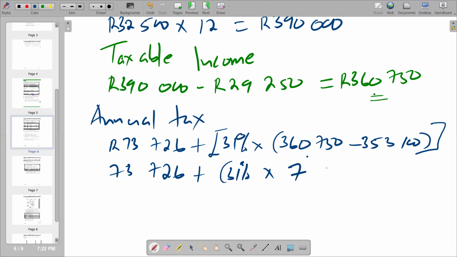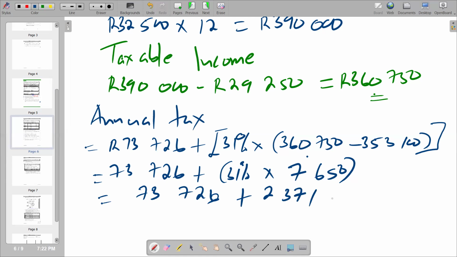We multiply by 7,650. So you remove brackets again, say 31% times 7,650. You are going to get 2,371.50 cents. So here it becomes 73,726, and then it ends. So if you say 31%, to get there is 2,371.50 cents. So this is exactly what you're going to get.